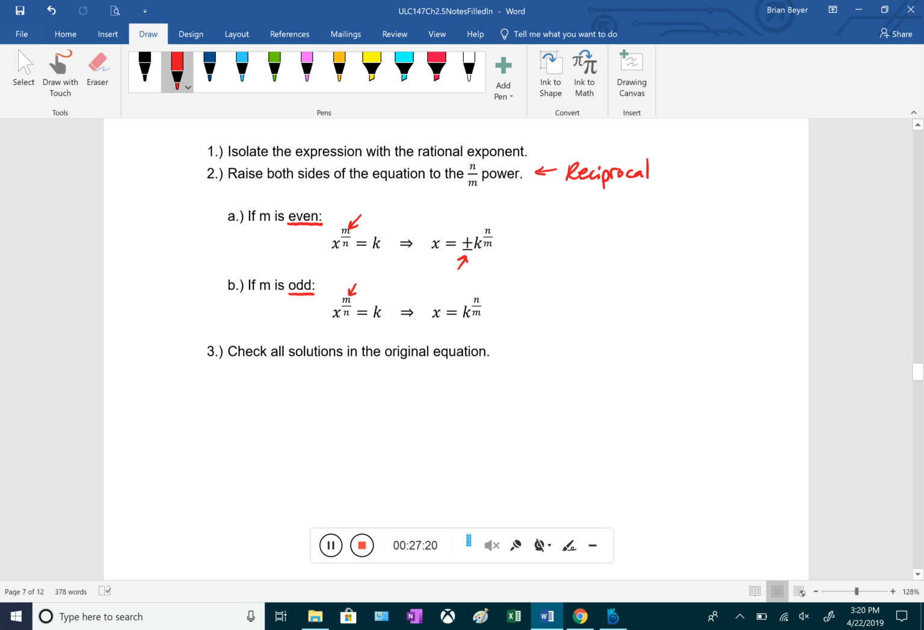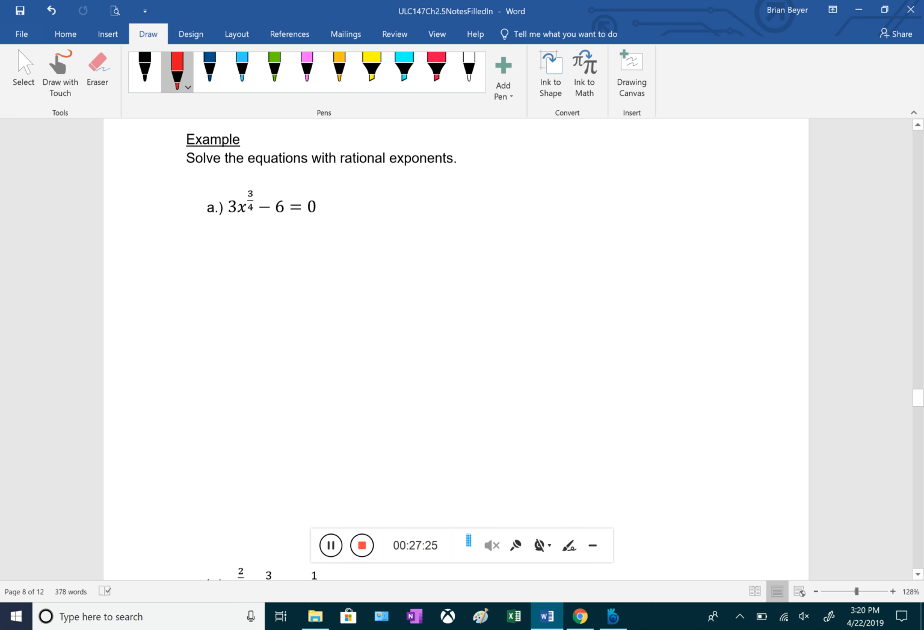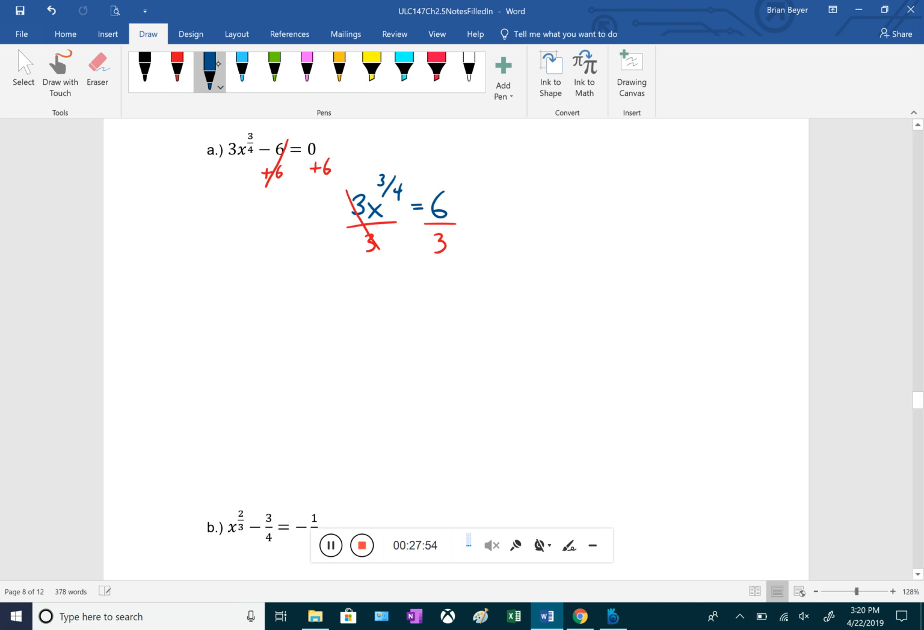So let's do a couple examples, because that probably doesn't make too much sense with just words. Let's solve the equations here with rational exponents. We have 3 times x to the 3/4 minus 6 equals 0. We have to isolate this variable raised to that power. So first we add 6 to both sides. We get 3x to the 3/4 equals 6. Divide both sides by 3. We get x to the 3/4 equals 2.